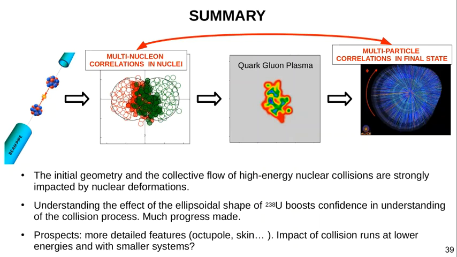There was a lot of progress made, and I think we can make more. Octupole deformations, so deformations beyond mean field, and the neutron skin will be next. What we have learned from these very large systems can then also be applied to smaller systems and lower energies, to see if the technology remains consistent. I hope you find this interesting, and thank you for listening.